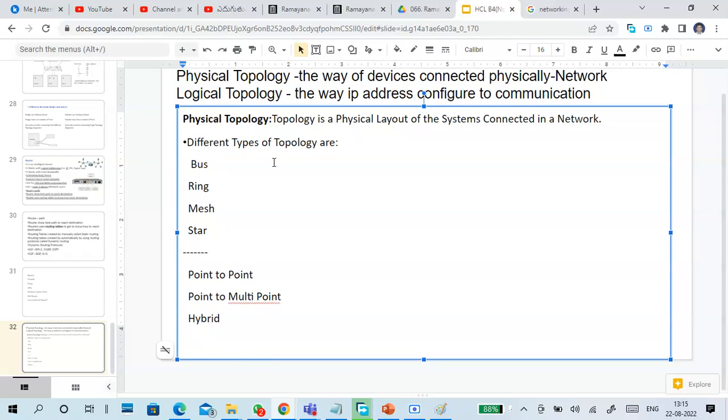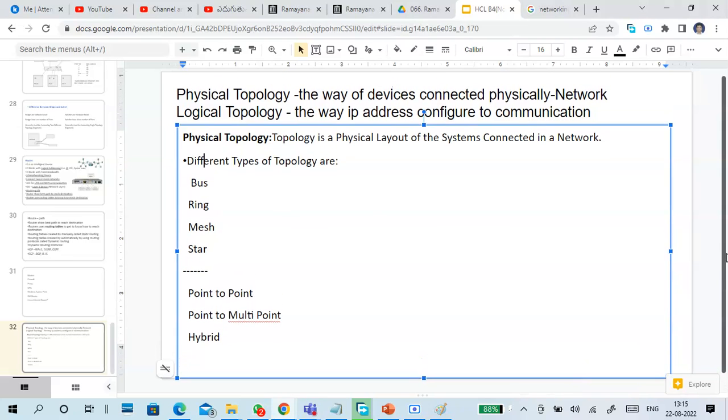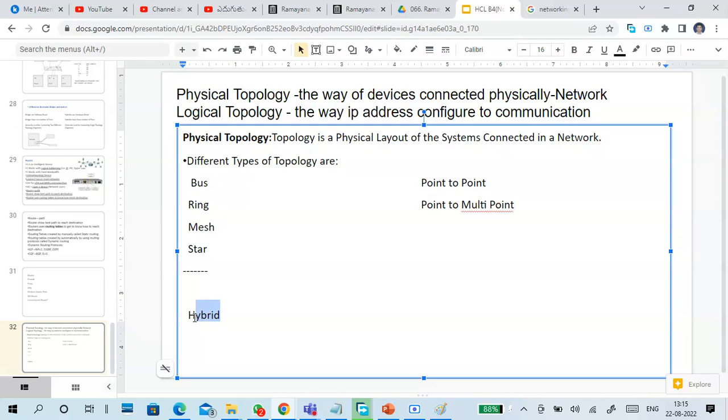So the different topologies are bus topology, ring topology, mesh topology, star topology. Four standard topologies we use in the network. We can't say the others are not standard, but these are. So different types we have in the network. Then I am typing here separately under a list: point to point, point to multipoint, and hybrid topology is also available.